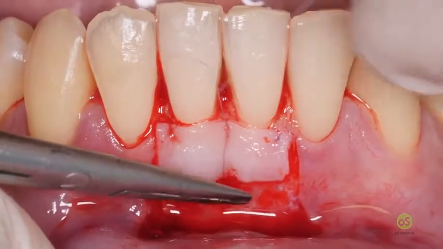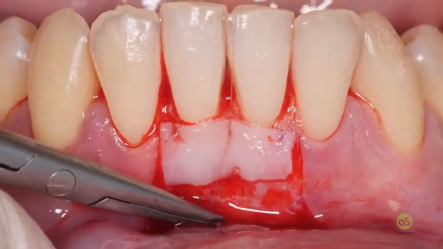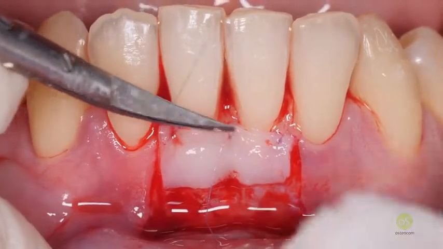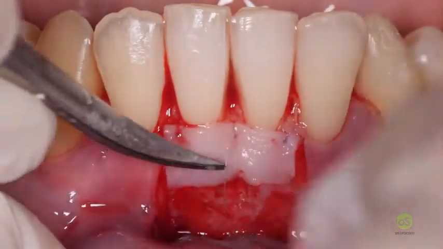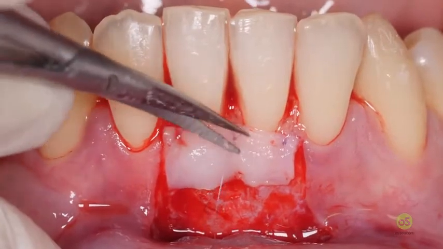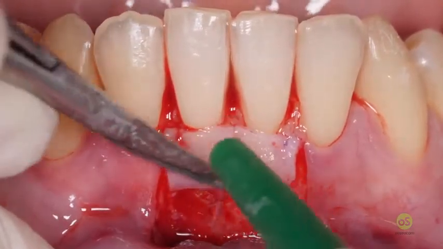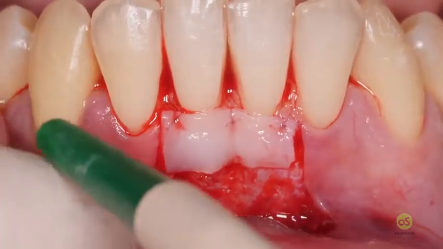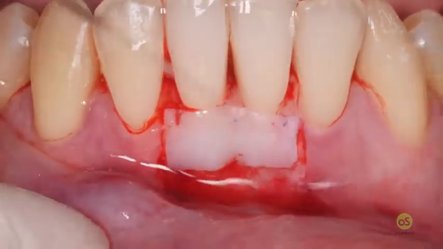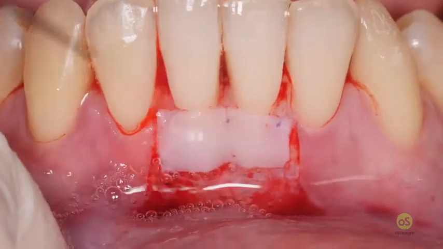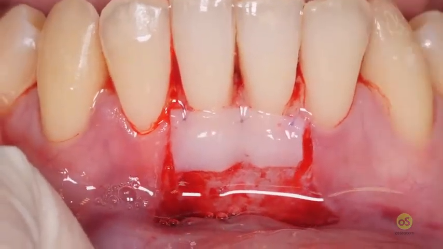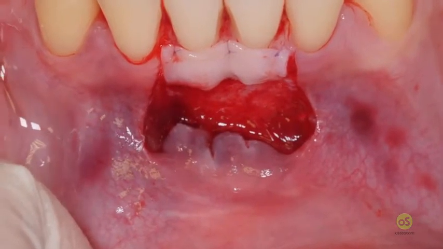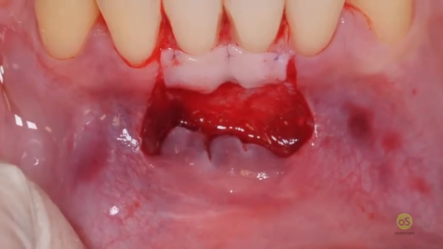But at the same time, this horizontally desepithelialized papilla is completely free for the surgical papilla, via the coronally advanced flap. The way we sutured our graft, it is important to show you the adaptation of the graft at the level of the cemento-enamel junction, at the level of the root of the two teeth.